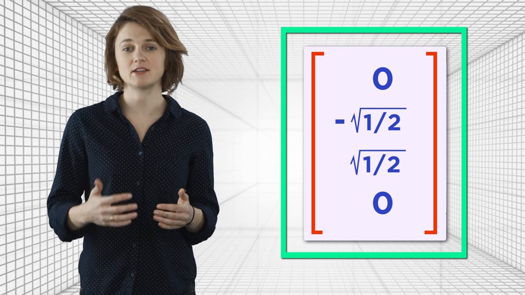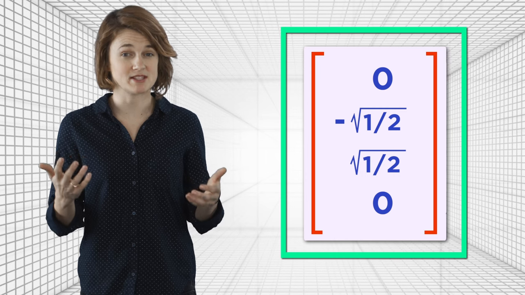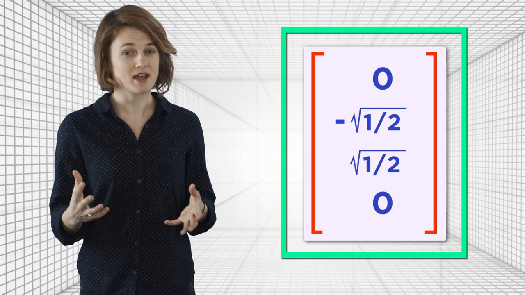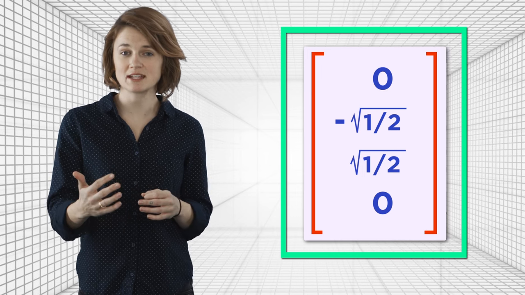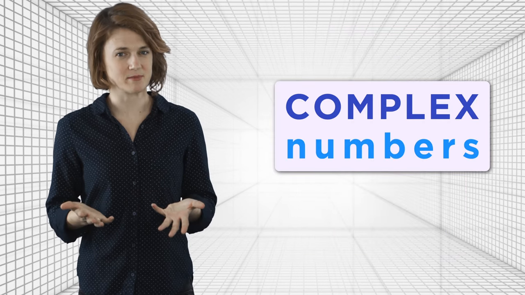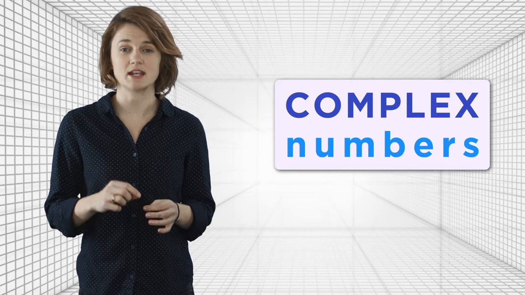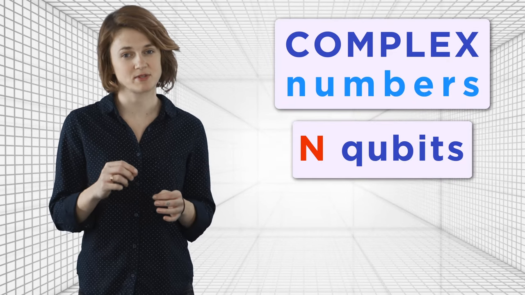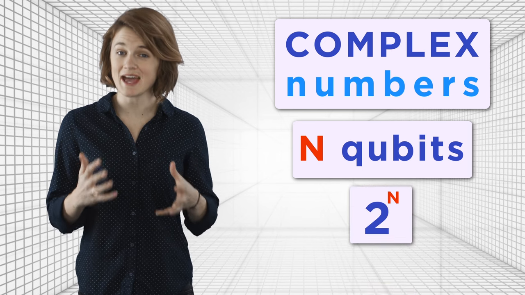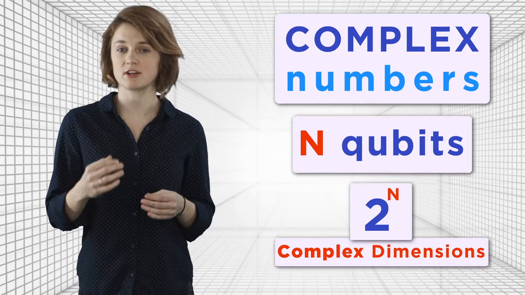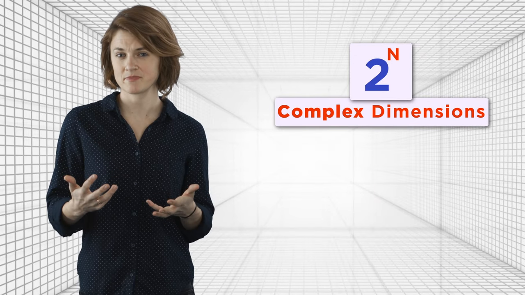To get the probability that the qubit collapses into each basic state, we just take the absolute value of the numbers. In fact, not only can these numbers be negative, they can actually be complex numbers. So if complex numbers are familiar to you, notice that the state of n qubits is actually represented on a sphere in 2 to the n complex dimensions, which has twice the dimensionality of the sphere in 2 to the n real dimensions. If you're not familiar with complex numbers, don't worry. It's not necessary for this video.